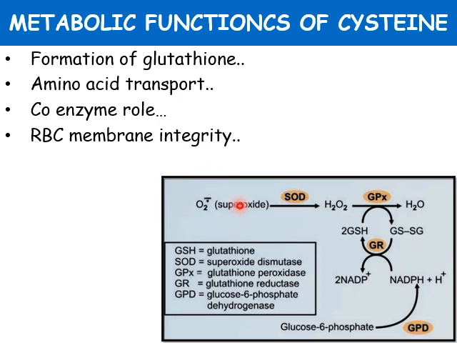These free radicals get converted into hydrogen peroxide with the help of superoxide dismutase. Glutathione peroxidase converts this hydrogen peroxide to H2O. For glutathione peroxidase to act, what we require is reduced glutathione. So this reduced glutathione helps glutathione peroxidase convert hydrogen peroxide to water. And this reduced glutathione is regenerated with the help of glutathione reductase by using NADPH that comes from the HMP shunt pathway in the red blood cell.